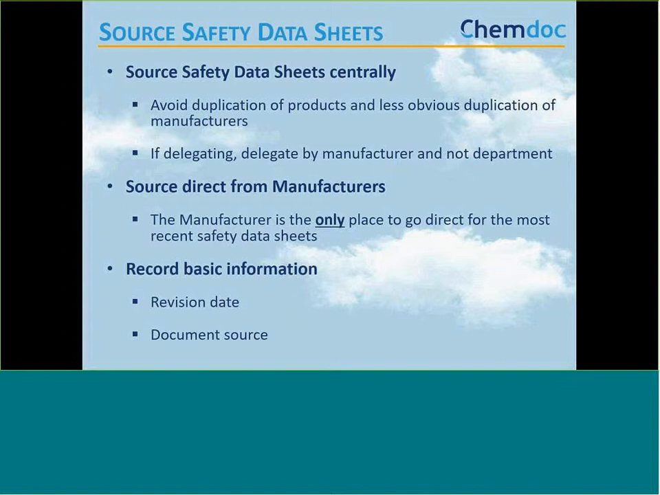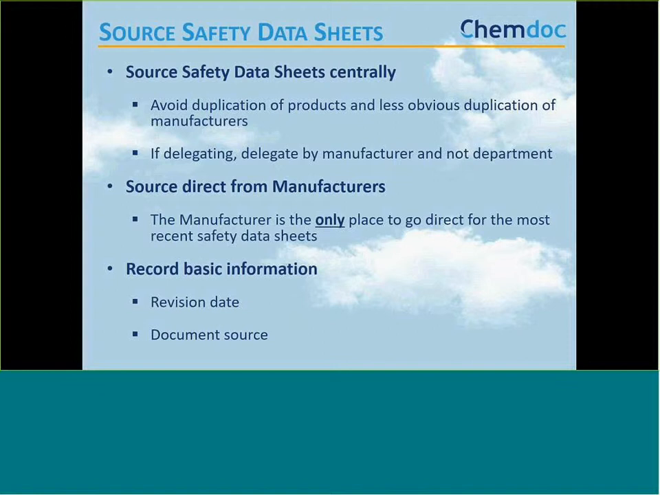And finally, at the time that you source your safety data sheets, we would recommend you record one or two basic bits of information about them. Mainly the revision date. I would also put in there, and it's not actually on the screen, the date that you sourced the safety data sheet, so that you know that this safety data sheet's revision date is 2017, and it was sourced in 2016, 2017, etc. I would also recommend that you record the document source.